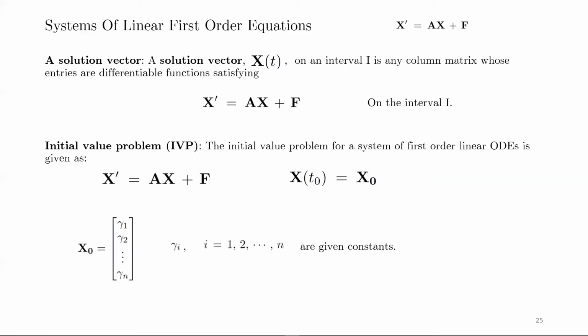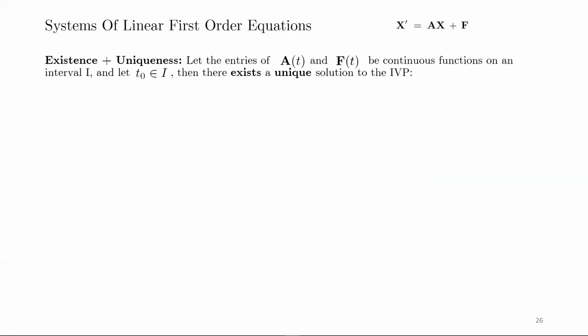For example, if we had a 2x2 system, or two linear first order ODEs, then we would need two initial conditions. Whenever we start talking about initial value problems, we need to know that there is actually a solution that is unique to that initial value problem.